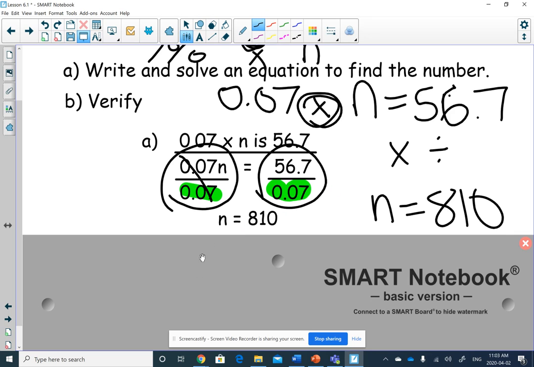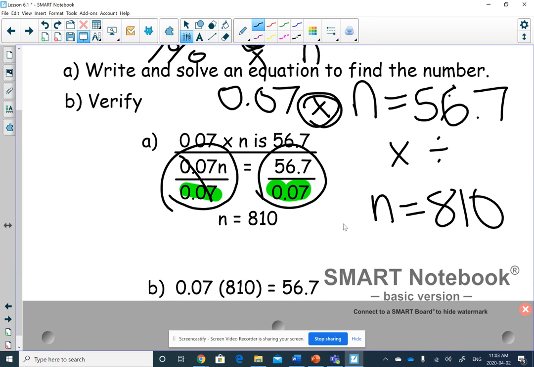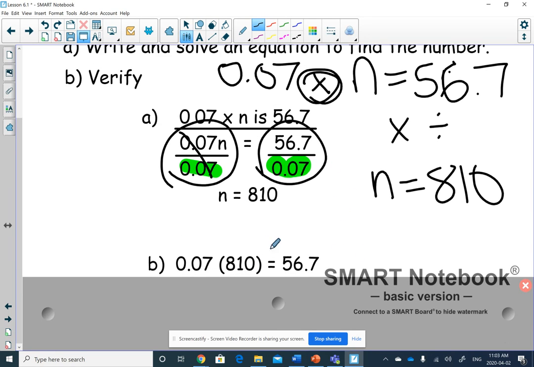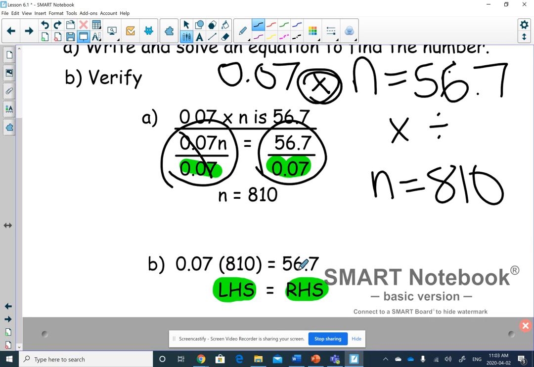Now you can verify, right, by plugging the number back into the equation. 810 times 0.07, and you would get 56.7. So the left-hand side equals the right-hand side. So then that shows you that your answer is correct.